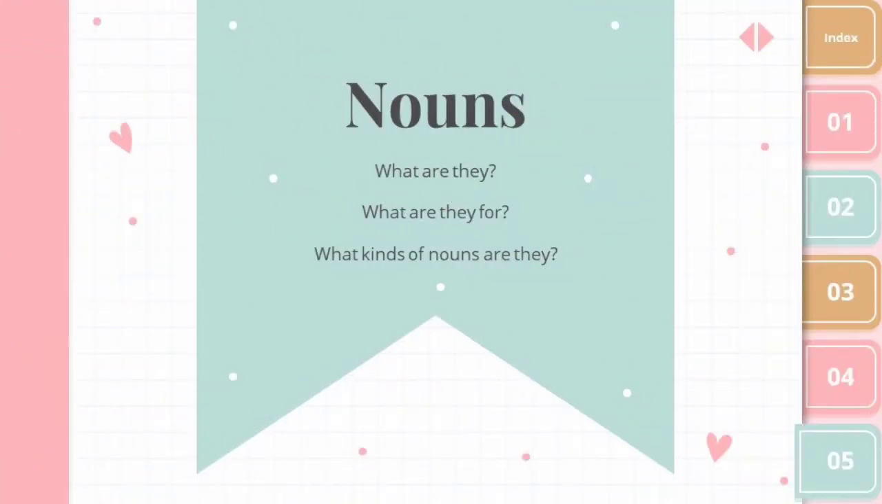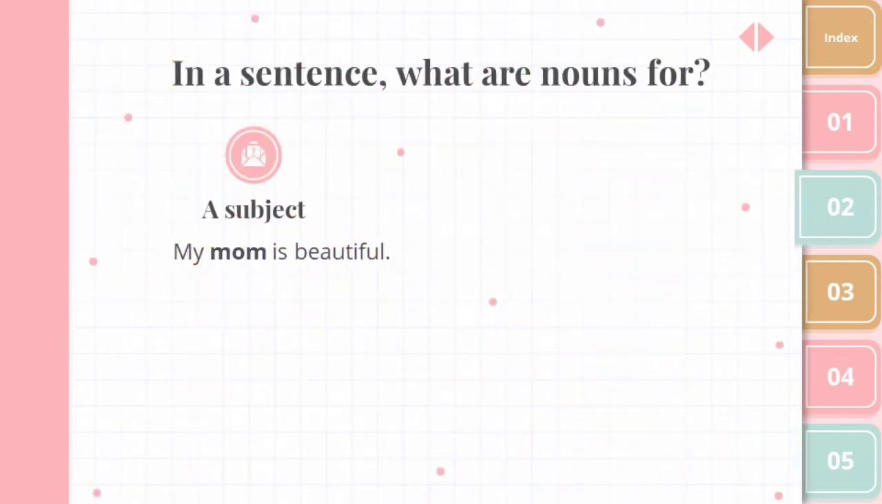Next, let's talk about the functions of the nouns. What are they for? Firstly, in a sentence, a noun has a function as a subject. As you can see in the sentence, there is my mom as a subject for the sentence. And the word my mom is a noun.